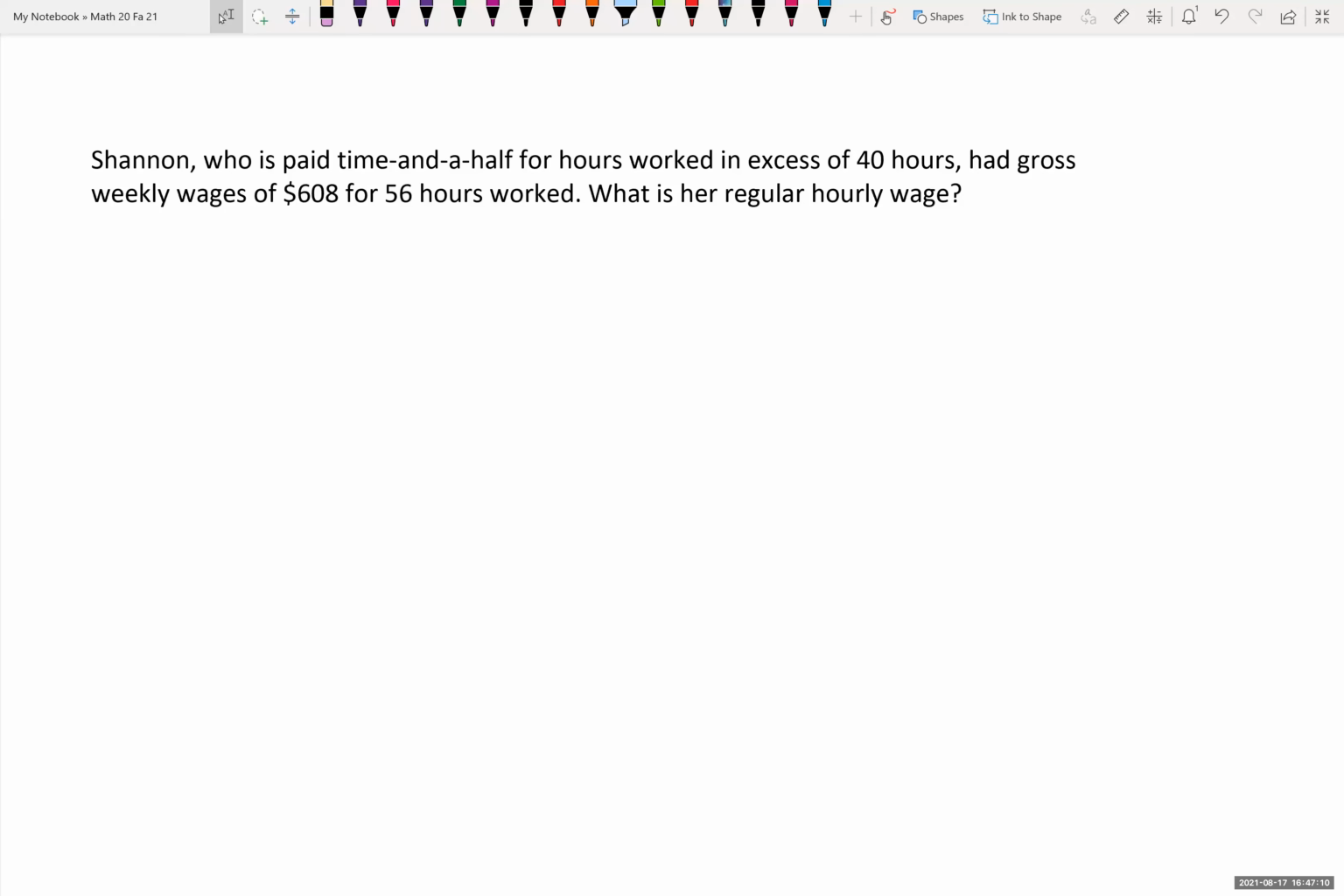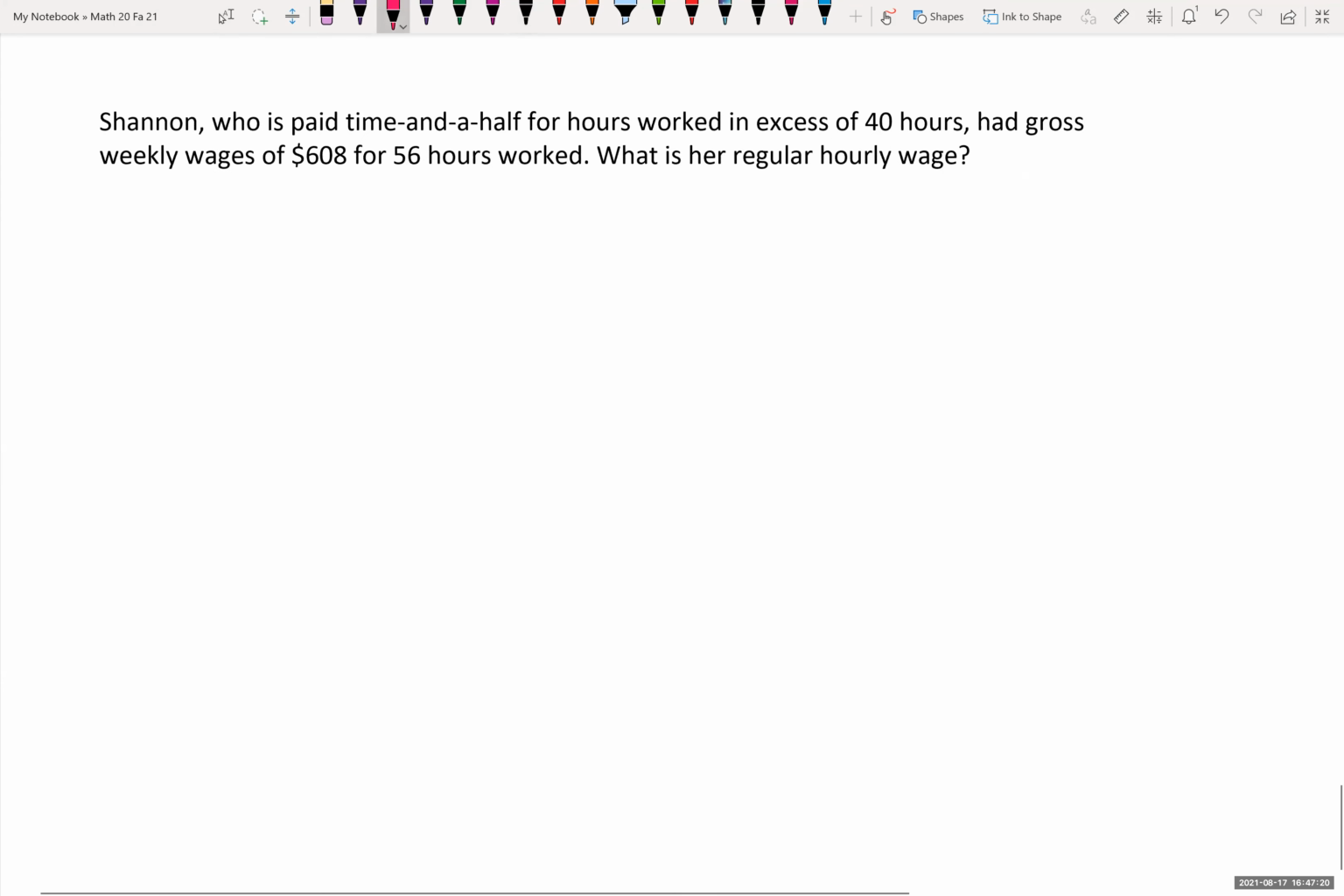hourly wage? Okay, so a lot of times when you're reading through word problems, it's helpful to read through multiple times to figure out what's going on. Here, I noticed my question is asking what is her hourly wage? And so that's what I'm going to choose my variable to represent. It doesn't matter what variable you choose. I just tend to like x a lot of times. So part A is choosing what variable you're going to use and explaining what it represents. In this case, x is equal to Shannon's regular hourly wage.